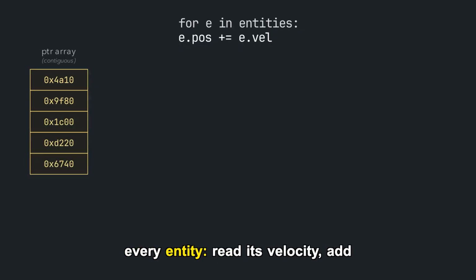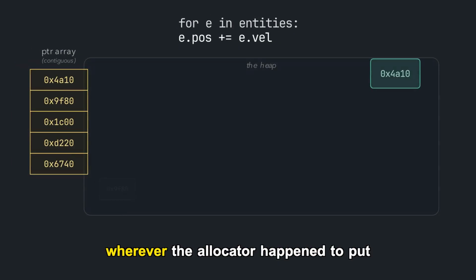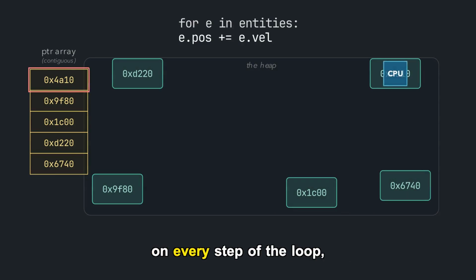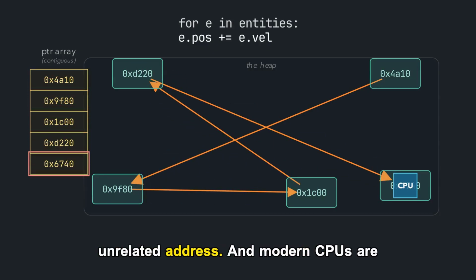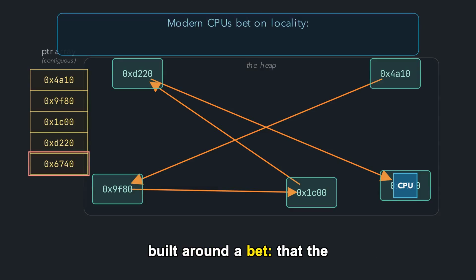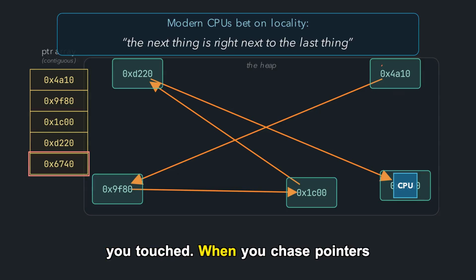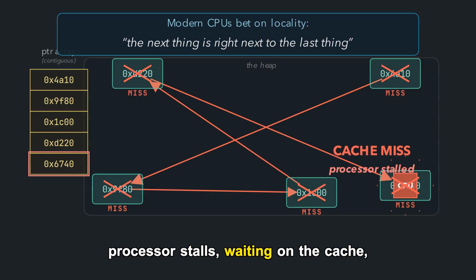Say you want to move every entity. Read its velocity, add it to its position. Simple loop. But each of those objects lives wherever the allocator happened to put it, scattered across the heap. So on every step of the loop, the CPU jumps to a new, unrelated address. And modern CPUs are built around a bet that the next thing you need is sitting right next to the last thing you touched. When you chase pointers around the heap, you lose that bet on every single iteration. The processor stalls, waiting on the cache, over and over.